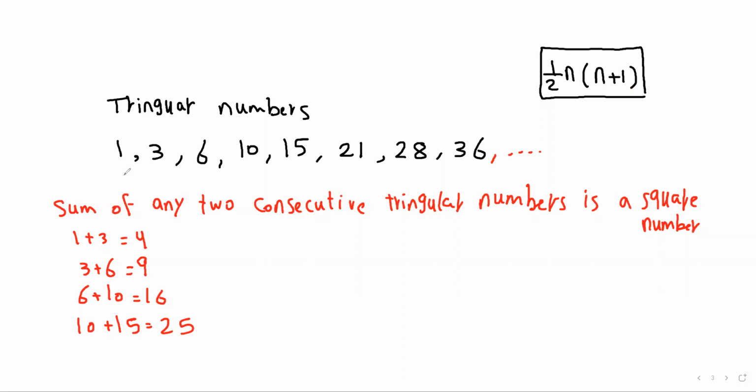If we add any two consecutive triangular numbers, like 1 and 3, 1 plus 3 equals 4. And if we add 3 and the next triangular number, which is 6, 3 plus 6 is 9. And 6 plus 10 is 16, and 10 plus 15 is 25. As you see here, the sum of any two consecutive triangular numbers is a square number. How can we prove it?